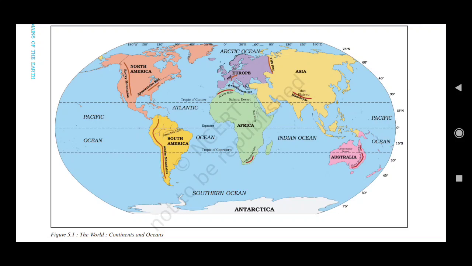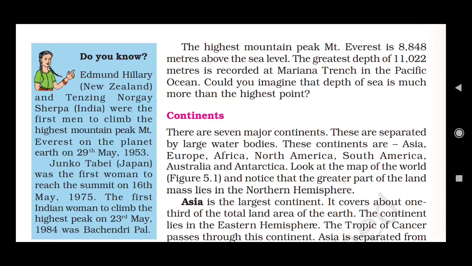Page number 32. The highest mountain peak, Mount Everest, is 8,848 meters above the sea level. The greatest depth of 11,022 meters is recorded at Mariana Trench in the Pacific Ocean. Could you imagine that the depth of the sea is much more than the highest point?